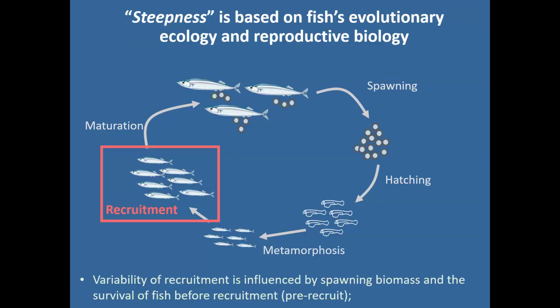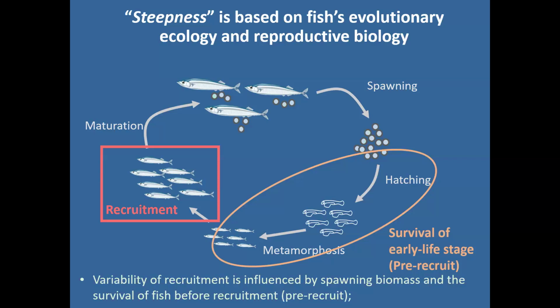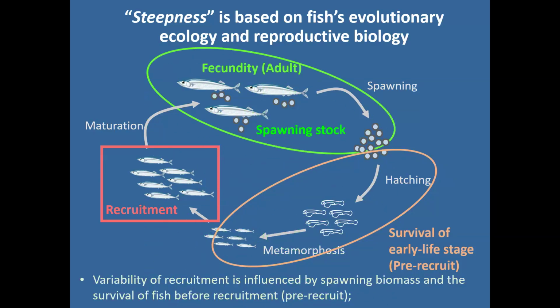Okay, so the steepness is based on the fish evolution, ecology, and reproductive biology. In the life history of the fish stock, recruitment is the most important component of the life history cycle. Recruitment is determined by the survival of the early life stage and the fecundity of the spawning stock. So if we can understand the survival of the early life stage and the amount of the spawning stock, we can understand whether recruitment is higher or lower. So the variability of recruitment is influenced by the spawning biomass and the survival of the early life stage.